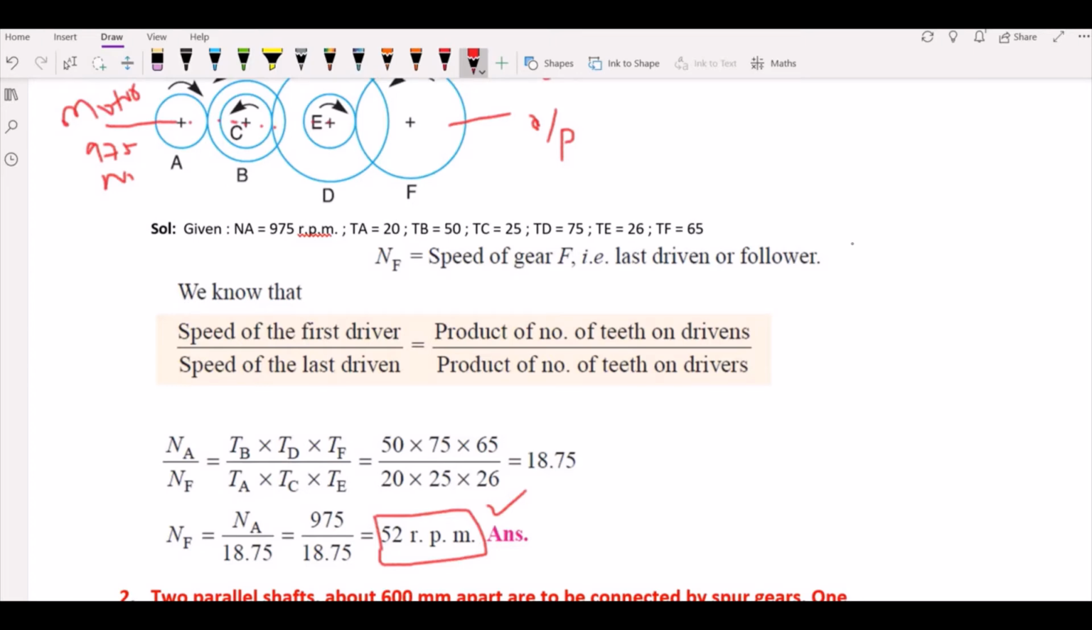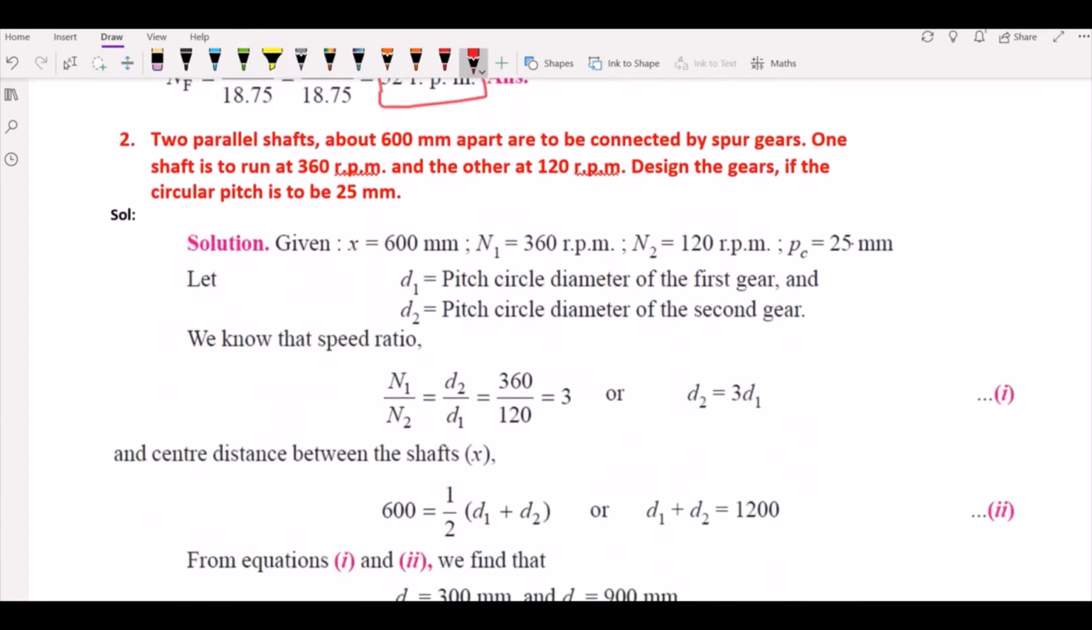Let's move on to problem number 2. Two parallel shafts about 600 mm apart are to be connected by spur gears. One shaft is to run at 360 rpm, another at 120 rpm. Design the gears if the circular pitch is to be 25 mm.